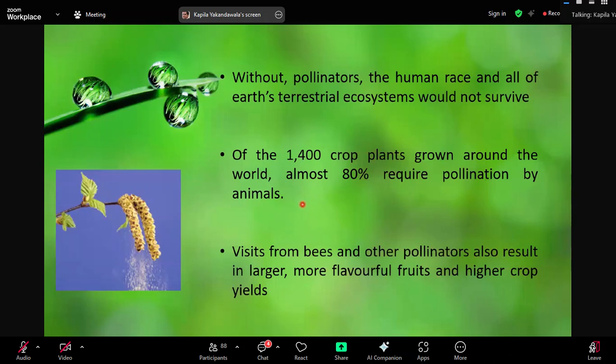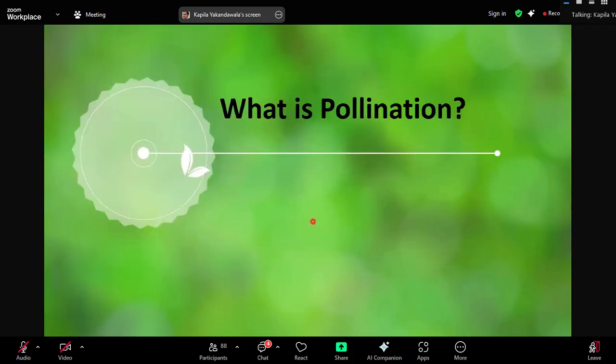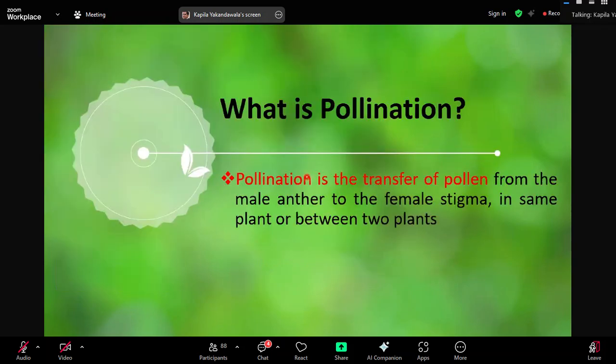If you look at certain plants like okra, it can self-pollinate. But if it is pollinated by an insect, it will give larger, tastier, quality fruits and high yield as well. So what is pollination? Pollination is the transfer of pollen from the male anther to the female stigma. It could happen in the same plant or between two plants. Pollination usually doesn't happen between two species. It happens within a single species.